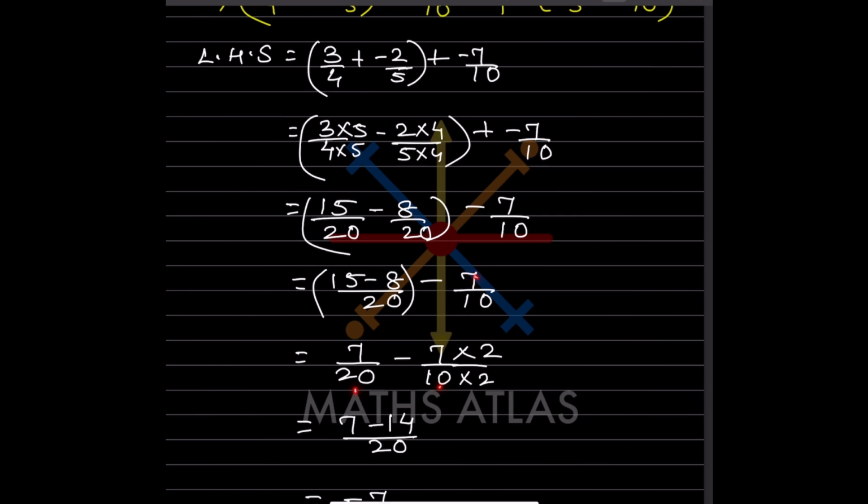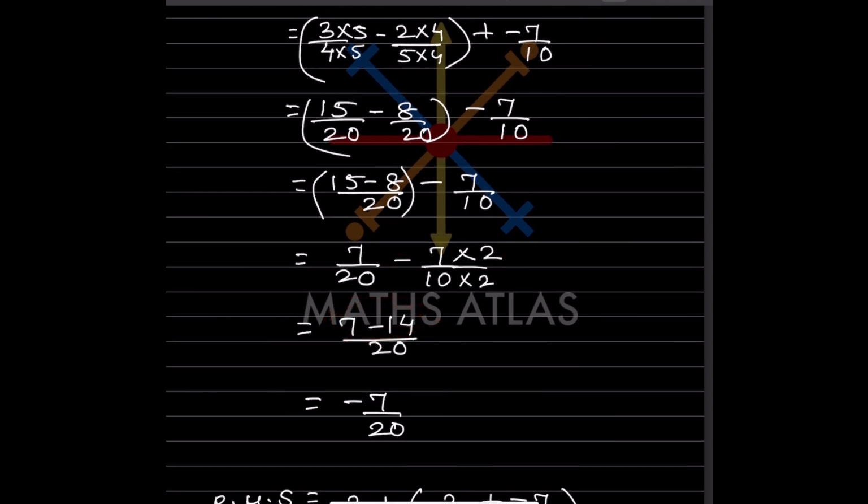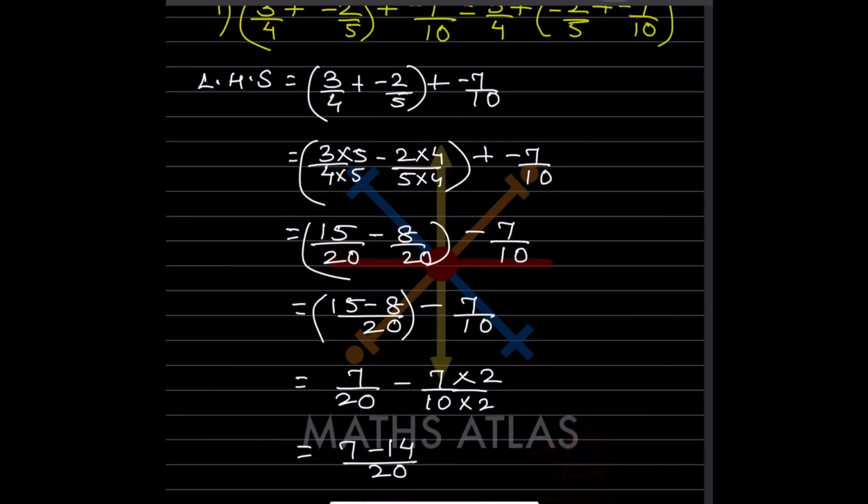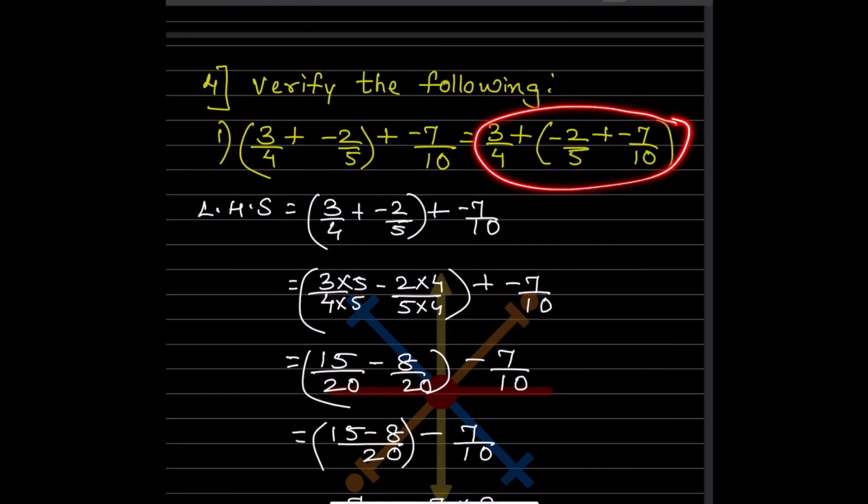So now you will look at the denominator. The denominators are different. So what will you do here? You can also write if you want one more step. So later on after this you can write this step. This is 20 and you have to make this one to 20. So here 7 minus 14 by 20. So minus 14 plus 7 is going to be minus 7 by 20. And this is the RHS.